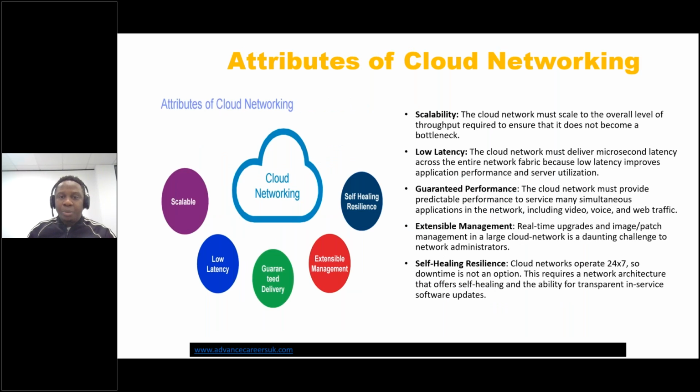So what are the attributes of a cloud network? We have scalability, low latency, guaranteed performance, extensible management, and self-healing resilience. Paul, can you please touch on these items: scalability, low latency, and in short, all of the points? I don't need to start reading them.